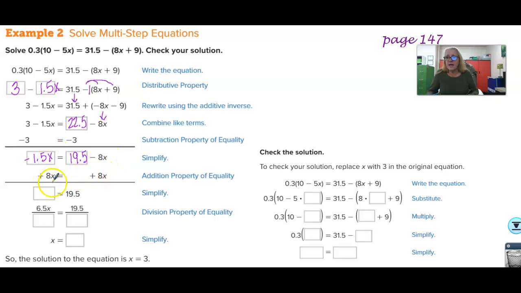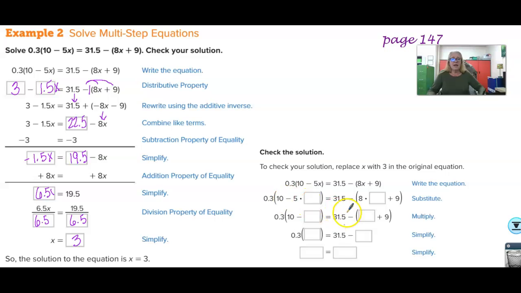Okay, so they added 8x to both sides, and we get 6.5x over here. And then we divide both sides by 19.5. No, we don't. We don't. Oh, I'm not having a good time with this example. We divide both sides by the number next to the x, not the other one. So we divide both sides by 6.5, and we get x is 3.